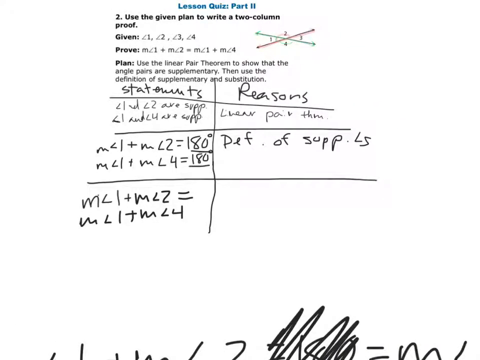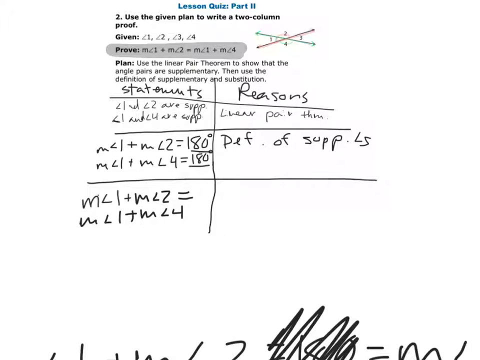What were you trying to prove? That they're congruent, or that they're supplementary. What does it say when it says prove? Robbie. What are we trying to prove? It says prove that the measure of angle 1 plus the measure of angle 2 is equal to the measure of angle 1 plus the measure of angle 4. So we're done. And what was our reason?